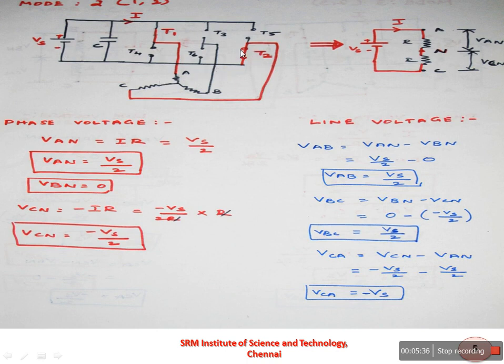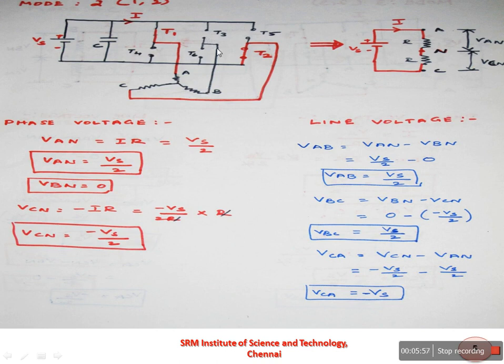You can simplify this circuit as an equivalent circuit like this. Here A is connected to the positive of the input supply and C is connected to the negative of the input supply. Now we can find the phase voltages VAN as well as VCN. Here VBN is equal to 0 because phase B is connected to the open switches T3 and T6.